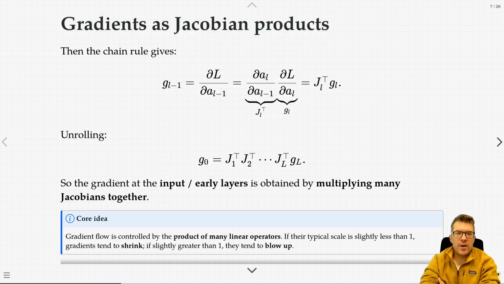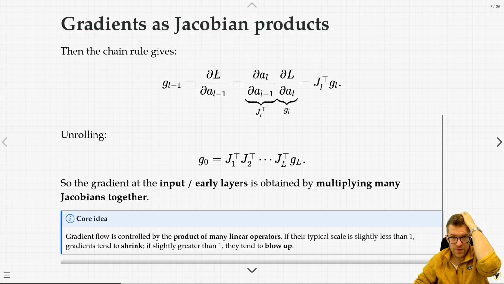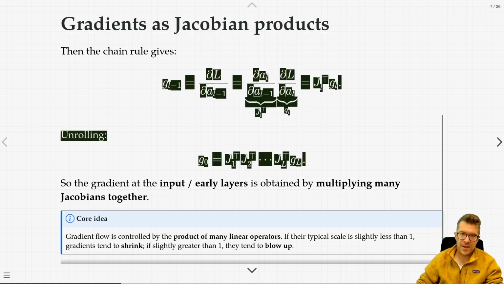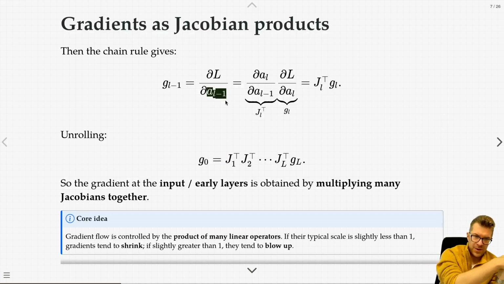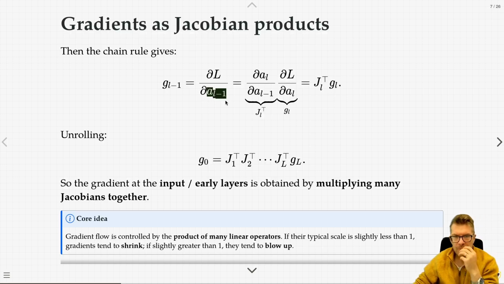So here are the gradients as Jacobian products. Our chain rule here: what is the derivative of the output of my neural network with regards to the activations at a particular layer L, which depends on the activations that came into it, activations from L minus 1? Again, I can use the chain rule.